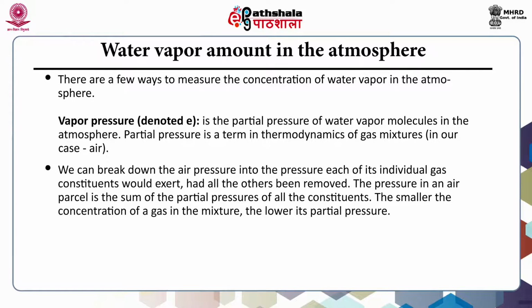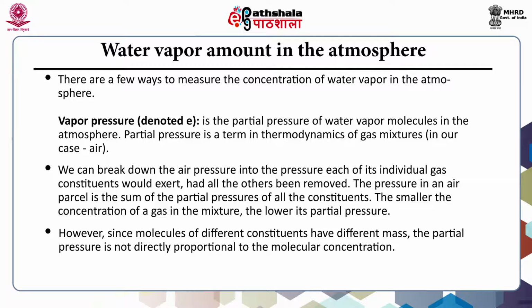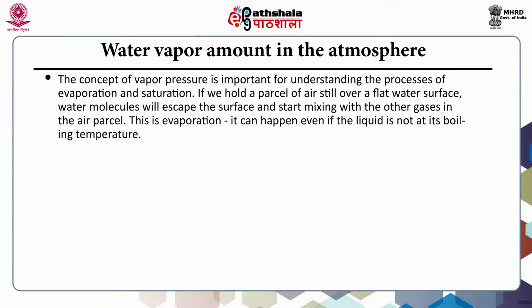We can break down the air pressure into the pressure each of its individual gas constituents would exert, had all the others been removed. The pressure in an air parcel is the sum of the partial pressures of all the constituents. The smaller the concentration of a gas in the mixture, the lower its partial pressure. However, since molecules of different constituents have different mass, the partial pressure is not directly proportional to the molecular concentration. The concept of vapor pressure is important for understanding the processes of evaporation and saturation.